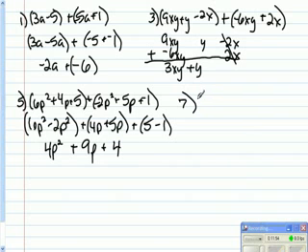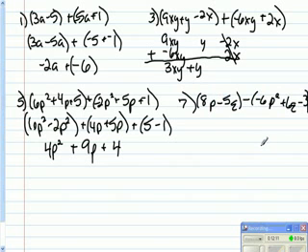Number 7. 8p minus 5q minus negative 6p squared plus 6q minus 3. Alright, change this to add the opposite of everything in there. Change all those signs. Then I'm going to put my like terms.